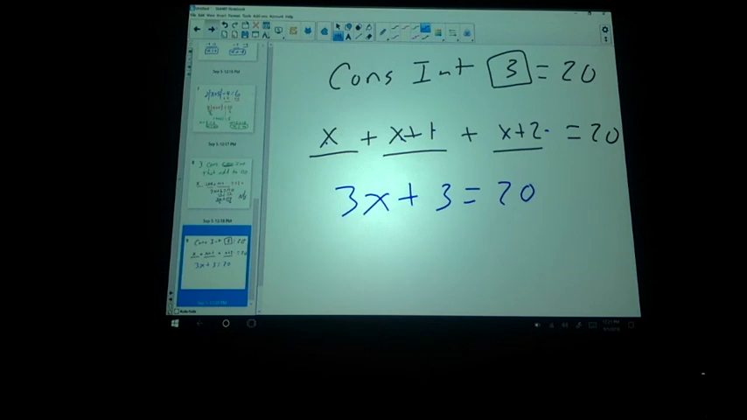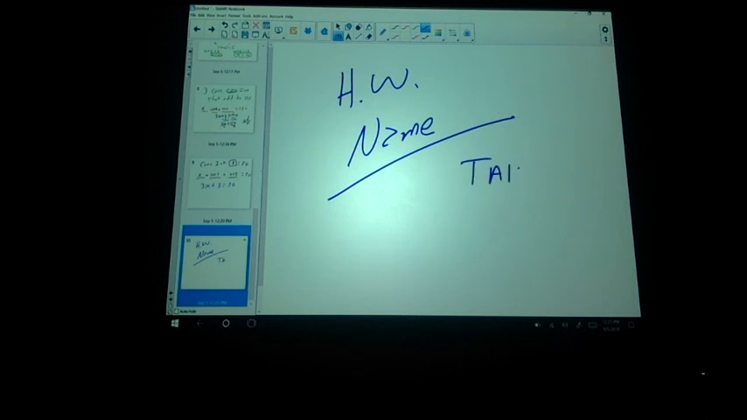So here, coming back to you, first off, pass forward your homework from last night. Make sure your name is on anything you're handing in, please. Wait, our test is tomorrow, right? Correct.